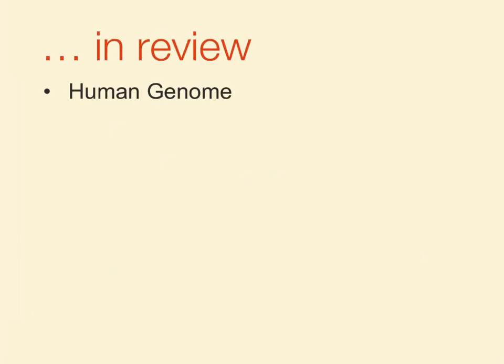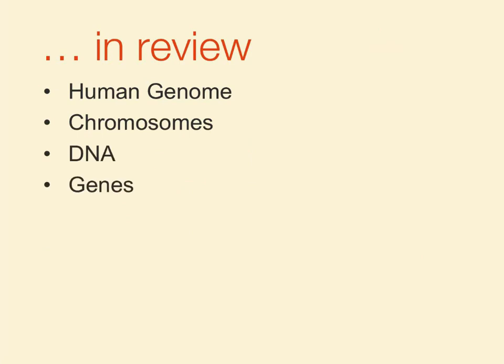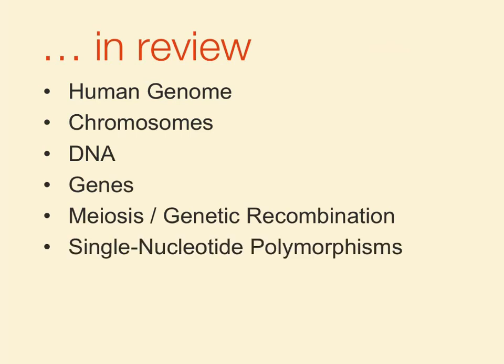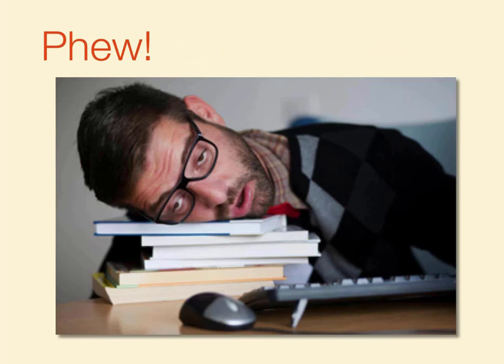All right, so in review, we've talked about the human genome, we've studied chromosomes briefly, we've looked at DNA, how genes work, and we've taken a little bit of a dive into meiosis and genetic recombination, and then we've also talked about single nucleotide polymorphisms. All right, so there's our biology refresher. I think we're now well tooled up to talk about how these DNA tests can impact the work that we do as genealogists and family historians.